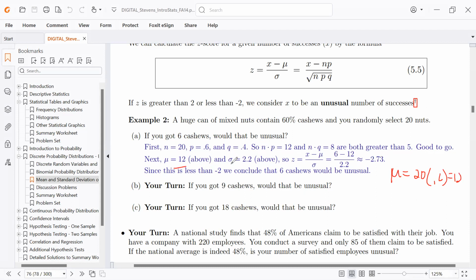And then to get the standard deviation, we do that same calculation, 20 times 0.6 times 0.4. Well, since you've already multiplied 20 times 0.6 and got 12, 12 times 0.4, I think is 4.8. And then we can take the square root of 4.8, and I don't know what we get.